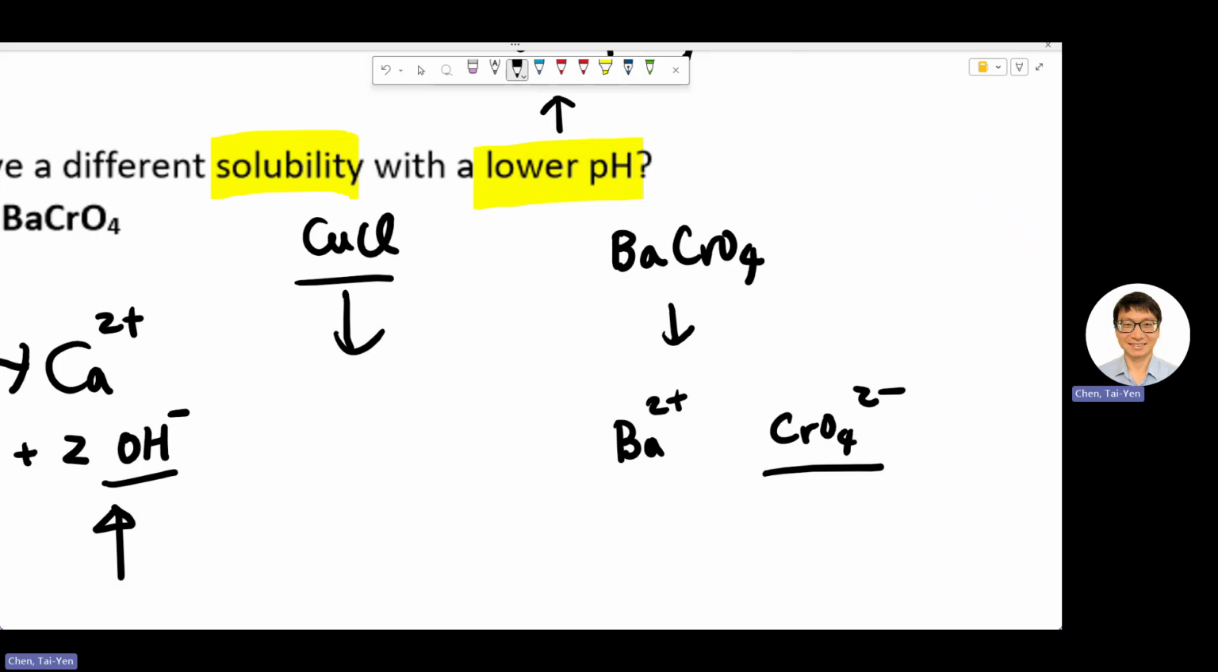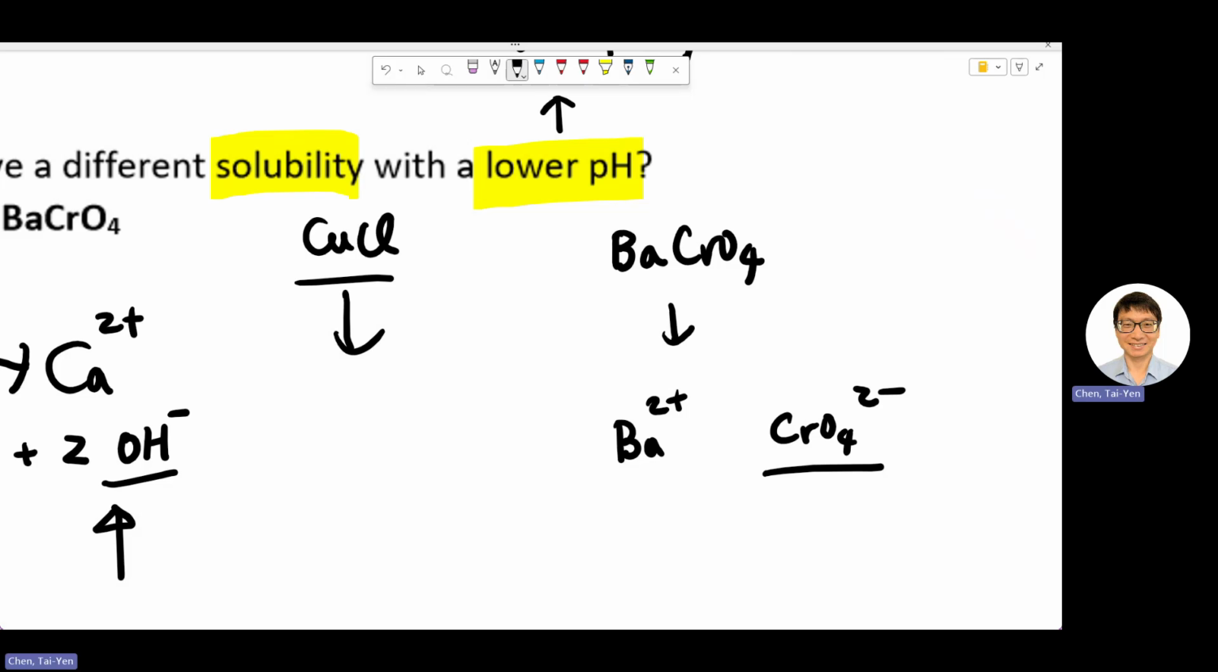So now you need to ask yourself, is CrO4 2 minus a strong base, weak base, or neutral? Weak base. Apparently, it's not a strong base, right? Because it's not OH minus. And if you look at the conjugate acid of that guy, it will be H2CrO4, which is not a strong acid, right? Therefore, it's actually a conjugate base of a weak acid. Itself is a weak base.